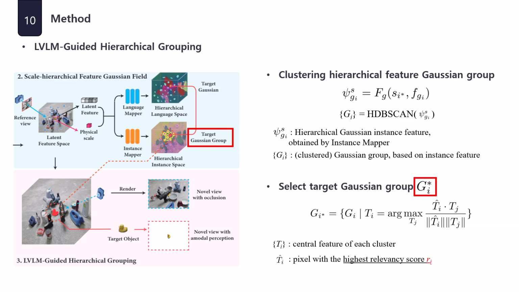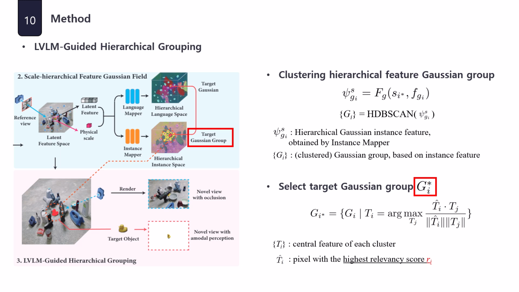Continuing with LVLM-guided hierarchical grouping, now we'll see how the actual target Gaussian group is formed. First, generating query-specific instance embeddings. Recall that our instance mapper from step 2 takes the physical scale and the Gaussian's latent feature as input to produce a hierarchical Gaussian instance feature.